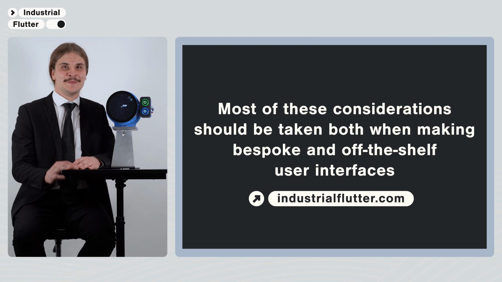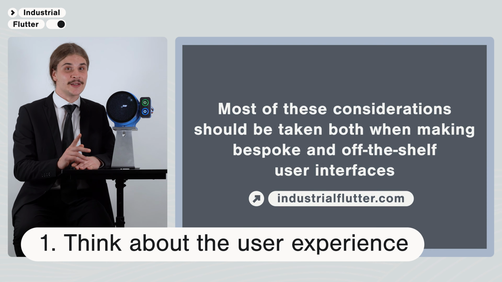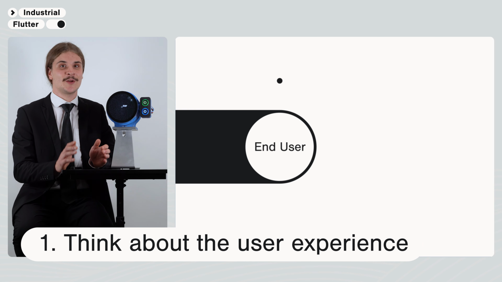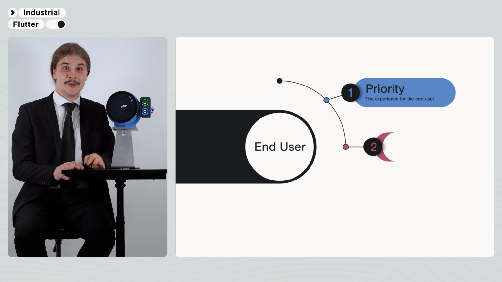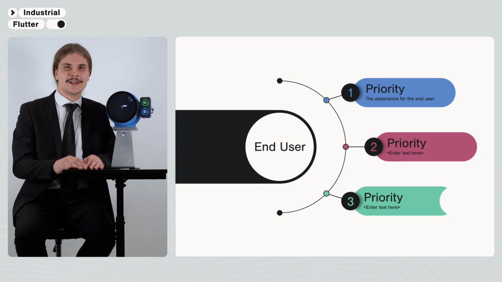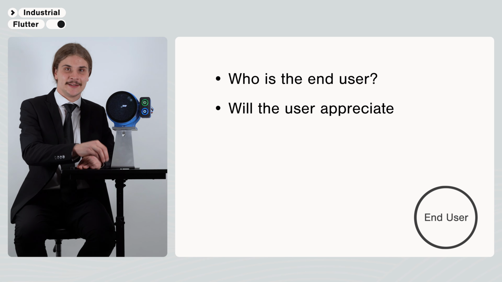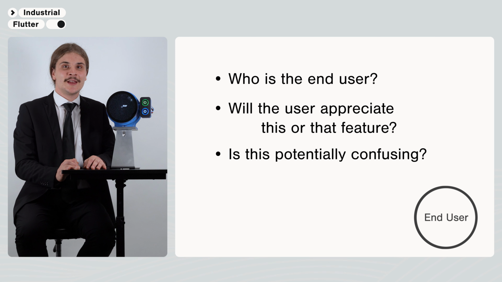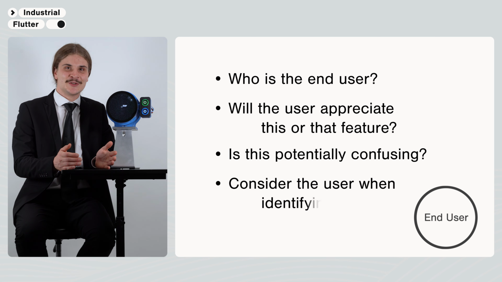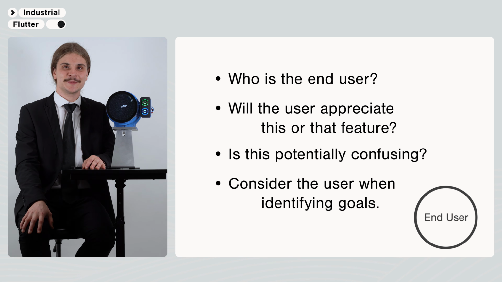When making a bespoke user interface, the first thing that you need to do is really spend some time to think about the end user and make sure that your first priority is the experience of the end user of the user interface. This means that during the design and development process, you have to constantly be asking questions such as, who is the end user? Will the end user appreciate this or that feature? Might this or that be confusing to the end user? And you have to spend some time making sure that the end user is considered when developing the user interface.